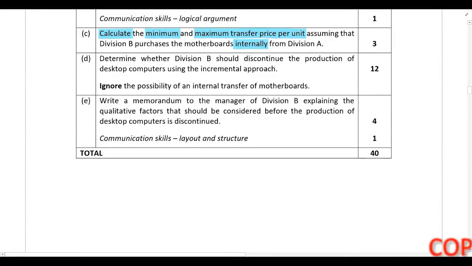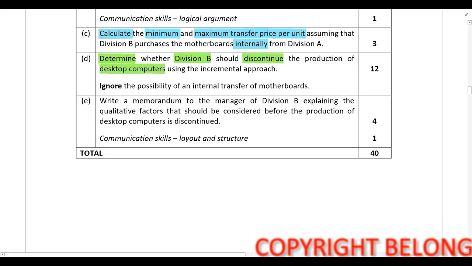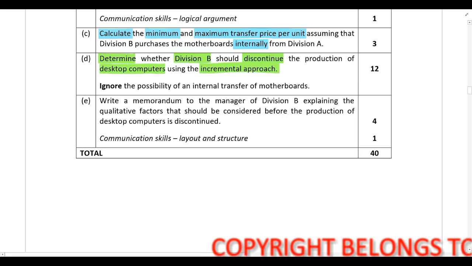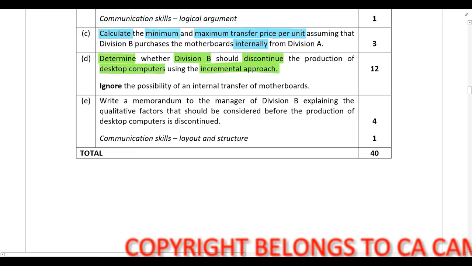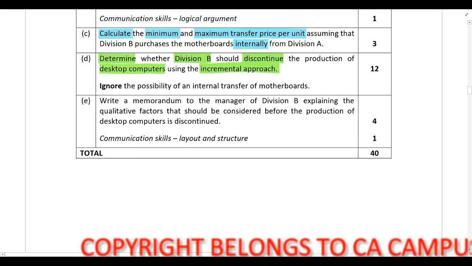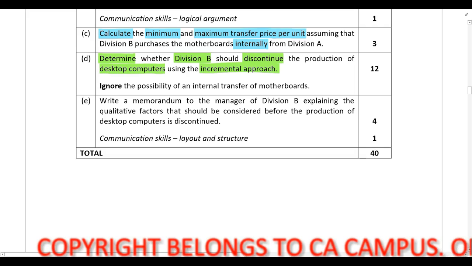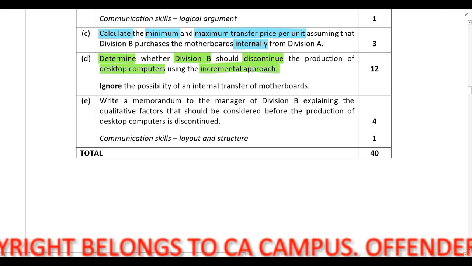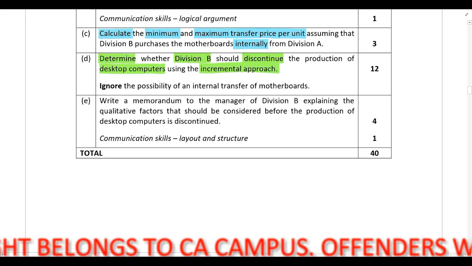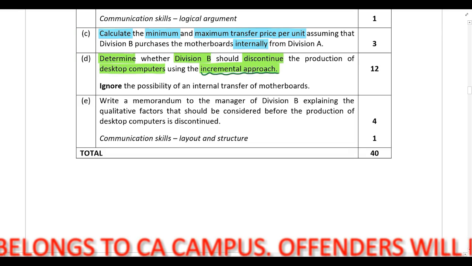Then in part D of the required, determine whether Division B should discontinue the production of desktop computers using the incremental approach. And you should ignore the possibility of an internal transfer of motherboards. All right, so when we are performing this calculation, we are assuming that Division B is still purchasing the motherboards externally. All right, guys, now the required specifically tells you that you must perform the calculation using the incremental approach.